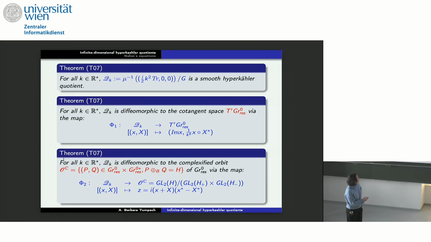If you want to see it as a homogeneous space, it's simply the group GL2, the group of linear invertible operators on H, which differs from the identity by Hilbert-Schmidt, modded out by the diagonal group, so GL2 of H+ times GL2 of H-. If you compare it with the restricted Grassmannian, there we have U here, U plus H+ and U H-.